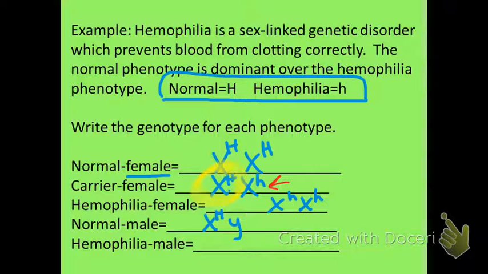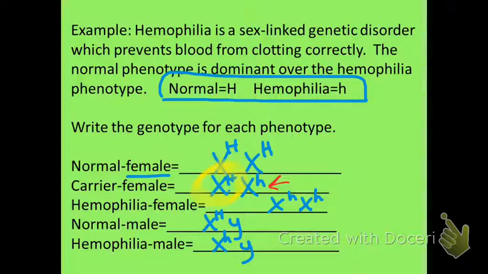If it's a male with hemophilia, he's going to have a little h on his X and a Y, because he has hemophilia. Notice that in the males, we only have two options. Either they're going to be normal, or they're going to have the hemophilia disease. There is no carrier in the male because they only have the one X chromosome, so whichever X they get is what's going to be expressed.